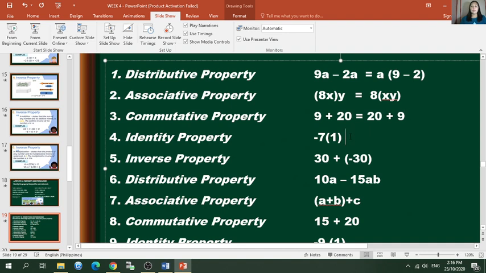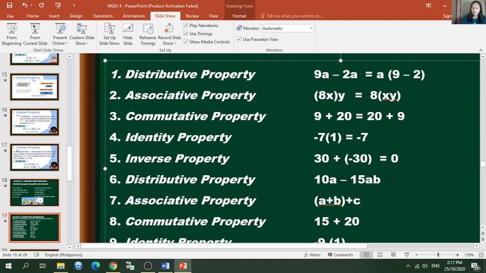Okay, next, how about the identity? What will be? Any number multiplied by 1 is always itself, so 7 multiplied by 1 is its identity, which is -7. Inverse property. What will be in the inverse property? Any number added to its inverse is always 0.